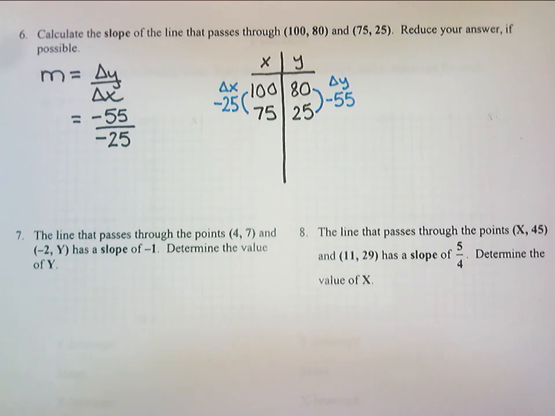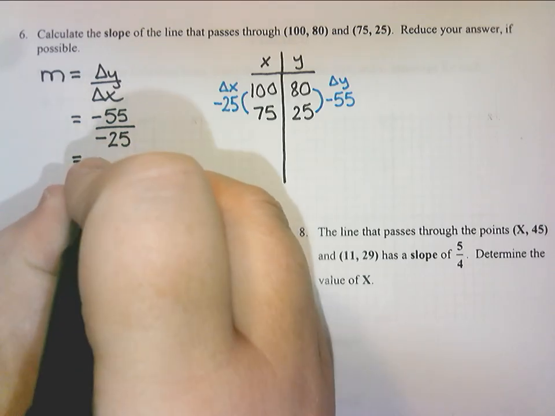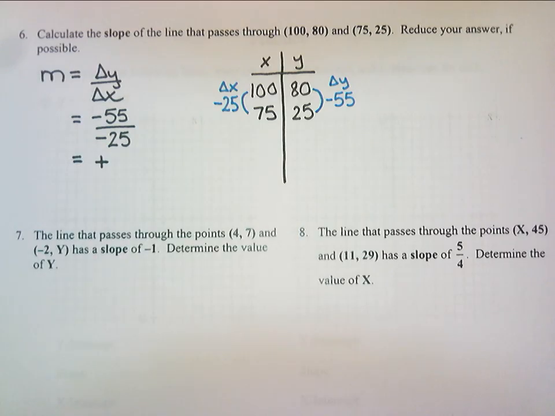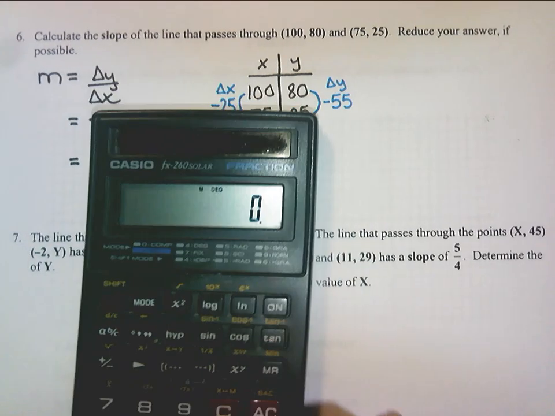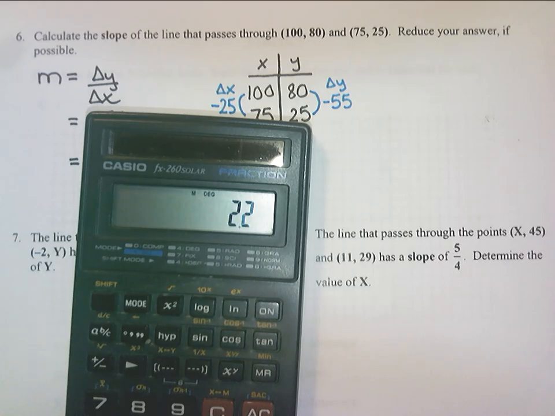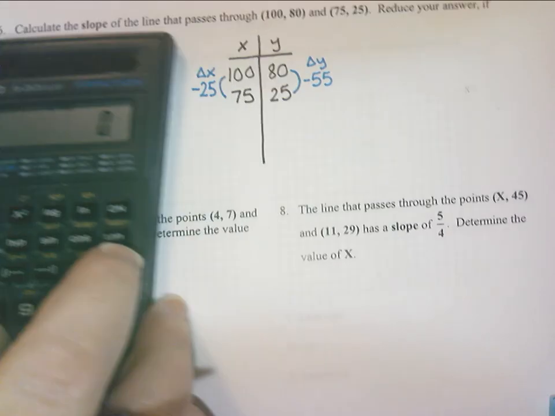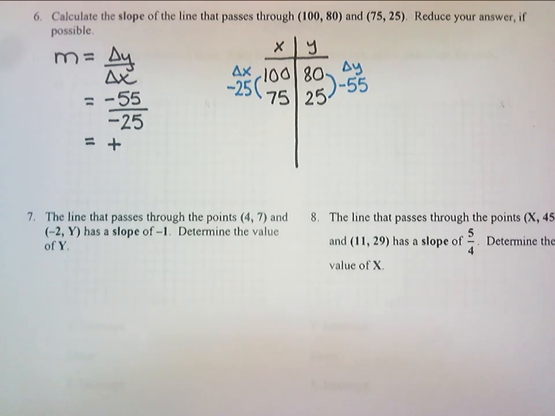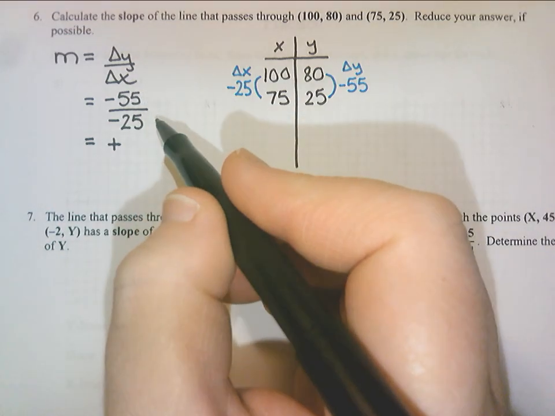Okay. It did ask me to reduce my answer if possible, so we are going to see what we can do here. One of the things I need to look at are the signs. So I notice that I have negative 55 over negative 25. We're dividing a negative by a negative. They do have the same sign, so a negative divided by a negative is going to make it a positive. And then 55, if I try to divide 55 by 25, I do get a decimal, which I don't want. So we are going to see if we can find something that goes into 55 and 25.